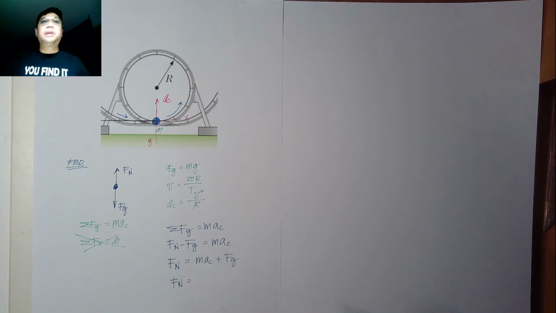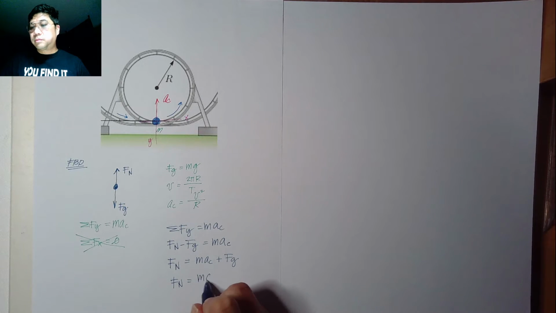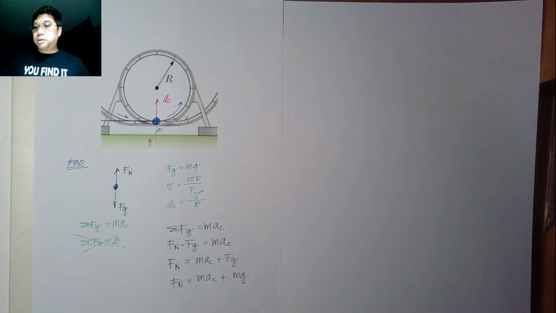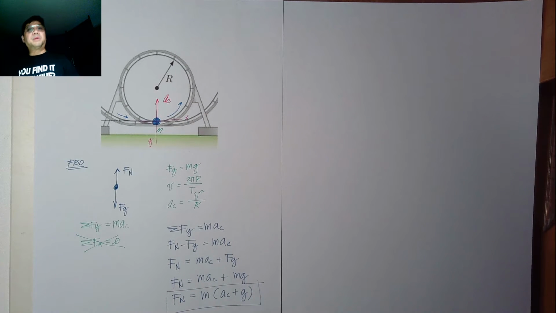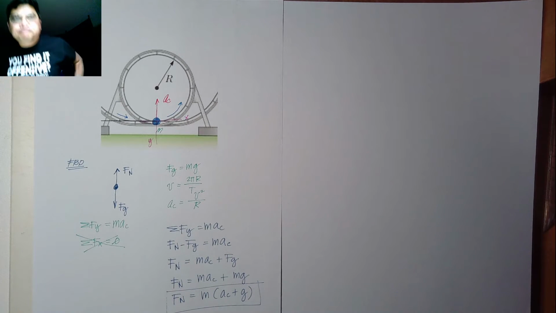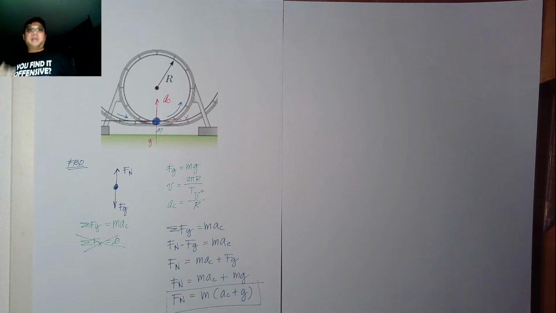Now we can say that it's actually mac plus m of g. So we can factor out our masses. So now we know that our normal force is simply equivalent to mass multiplied by ac plus the acceleration due to gravity, g. So this will be our equation for normal force. Now the question is, what would be the acceleration? Okay, what would be your centripetal acceleration?